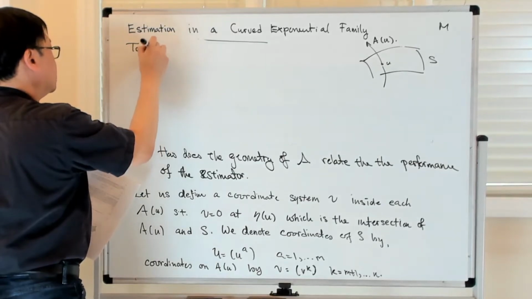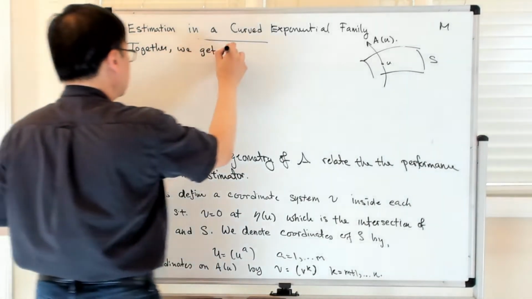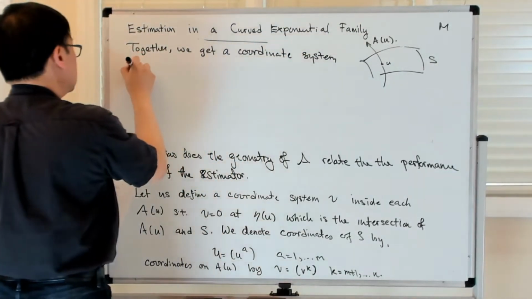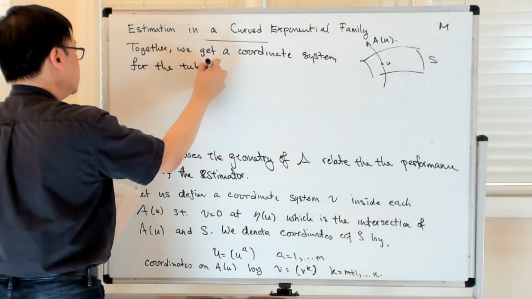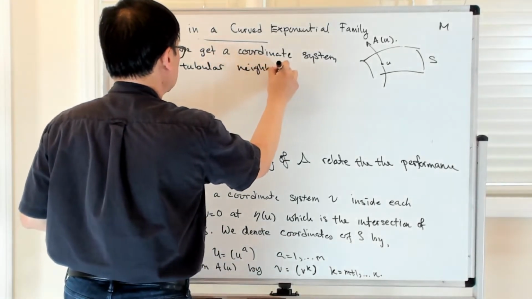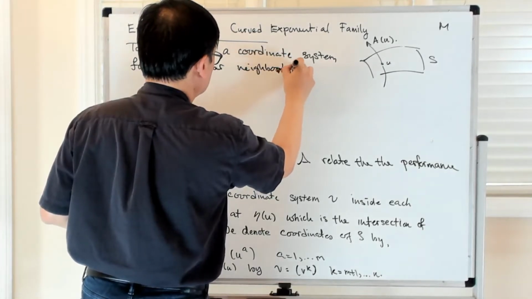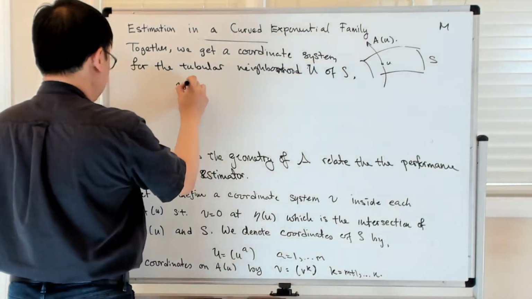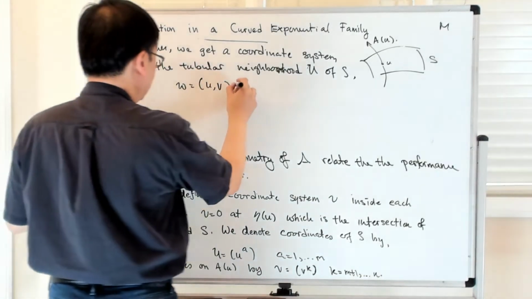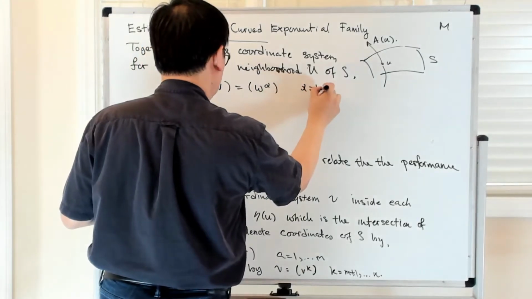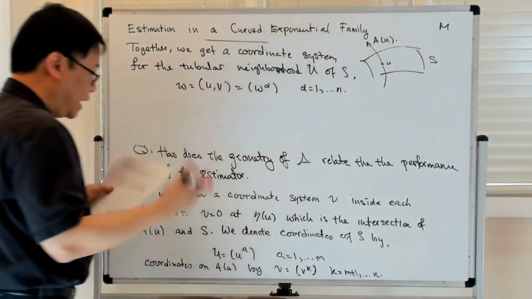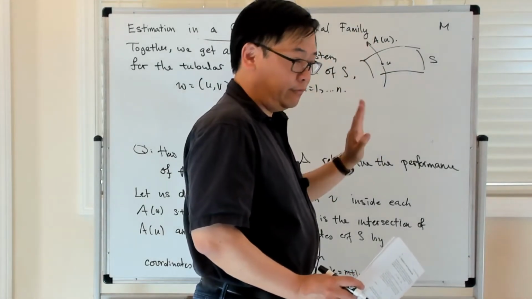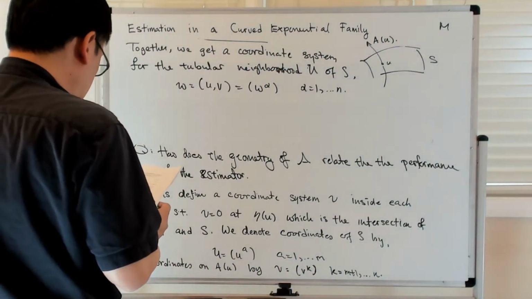So together we get a coordinate system on the tubular neighborhood, which I called U of S. Okay, so let's call it W. W is equal to (U, V), or I can write this as W^alpha. Alpha goes from 1 to n, and then the first m of those coordinates are coordinates associated with the submanifold S, and the rest of them are associated with these fiber directions. Okay. All right.